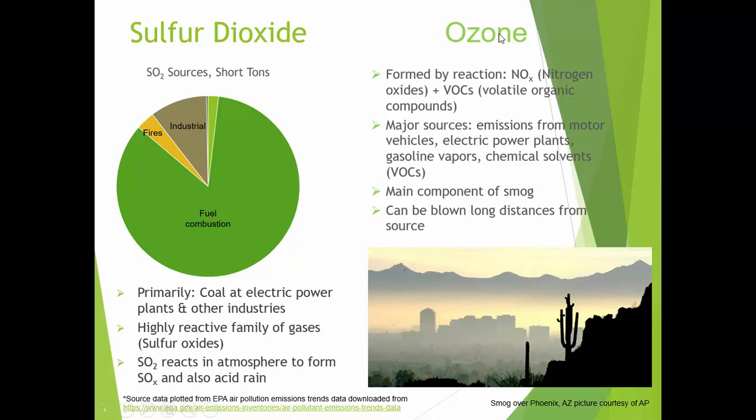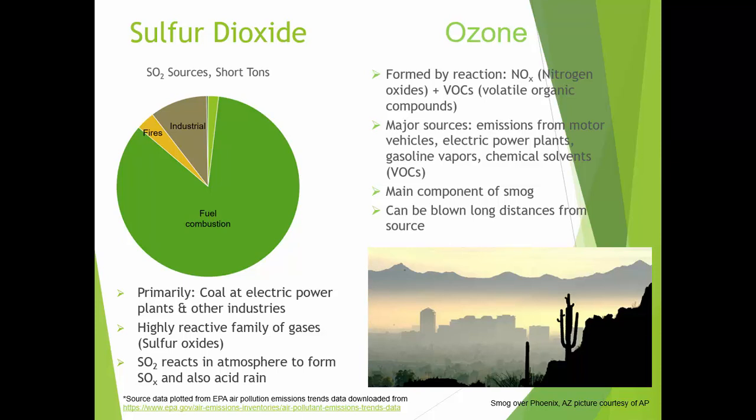Ozone is the criteria pollutant that we said is not formed directly from any one source. It is formed in the atmosphere when nitrogen oxides react with volatile organic compounds, or VOCs. And so the major source of ozone is the source of NOx and VOCs. So we said NOx comes primarily from motor vehicles and also from electric power plants that are burning fossil fuels. And then VOCs are coming from gasoline vapors and chemical solvents that go into the air. And so when you combine those together, that's when you get the ozone. And ozone is the main component of smog.